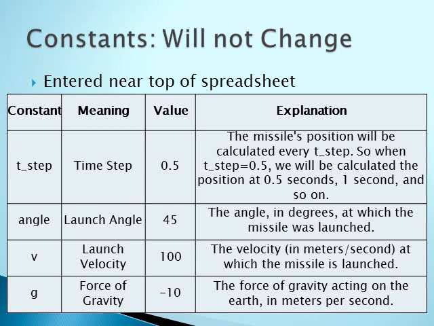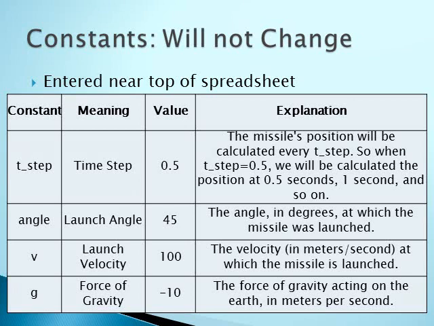Basically this means that the missile's position will be calculated every t-step. So when t-step equals 0.5, we will be calculating the position at 0.5 seconds, 1 second, 1.5 seconds, 2 seconds, 2.5 seconds, and so on until it ends.